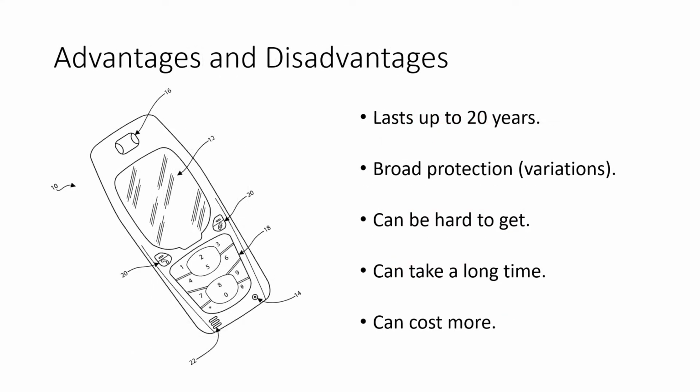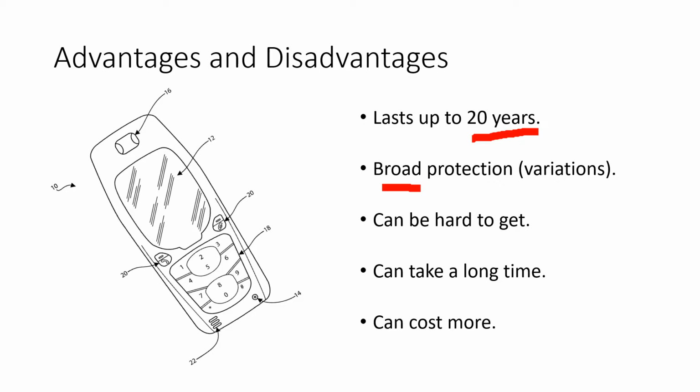Now let's talk about some of the advantages and disadvantages with patents. Well, first of all, as I said before, the functional aspects of the design can be protected with the patent, and that's really the only way you can protect those functional elements. The protection itself lasts up to 20 years. The protection that a patent grants you is actually fairly broad, so that if one of your competitors decides to make variations or changes to that design, it might still be caught by your patent.